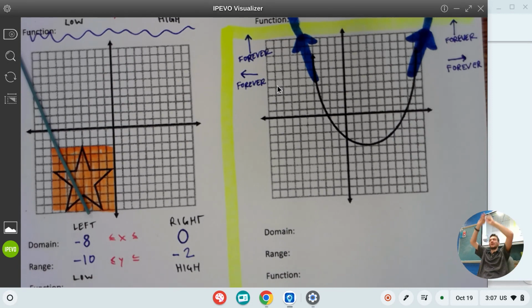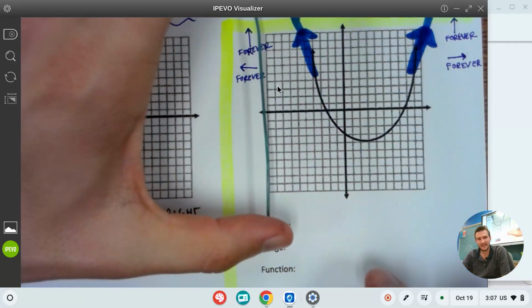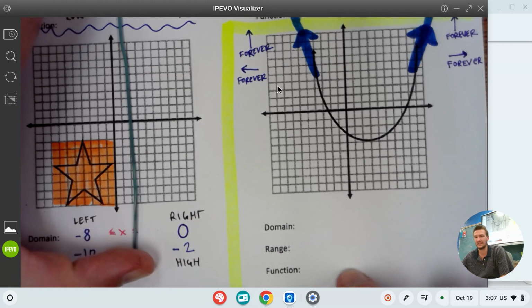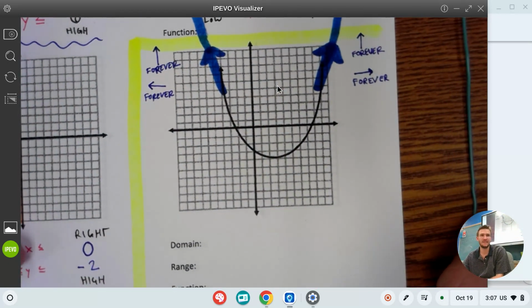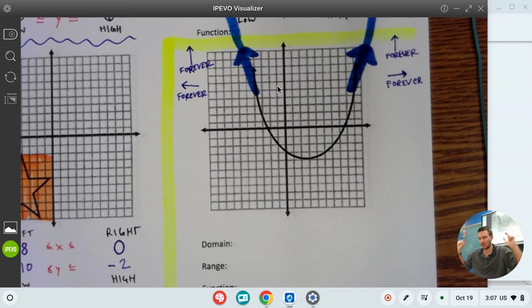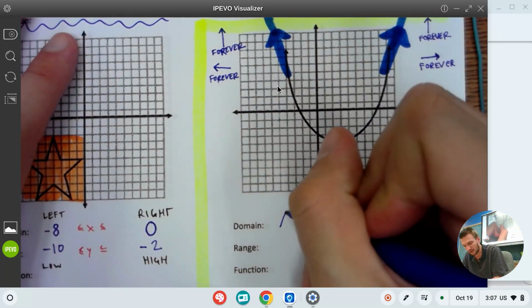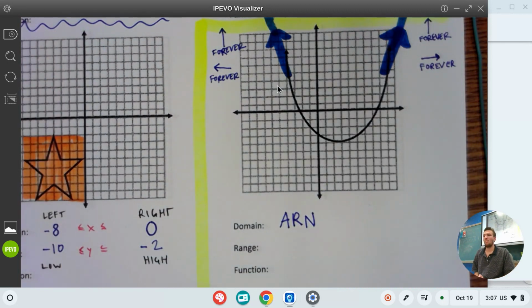So, we're going to bring it all back. The domain starts all the way over here at negative 10,000, and it goes all the way over here to positive 10,000. It goes forever. So, what do we put for the domain? It's something that we've heard before: all real numbers. Why are U-shaped graphs easier? Because you don't have to find any numbers. You literally just write all real numbers, done.